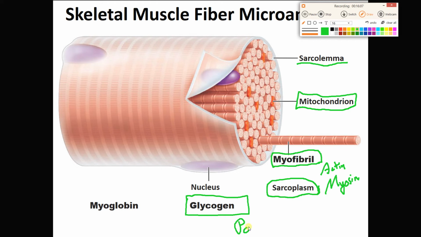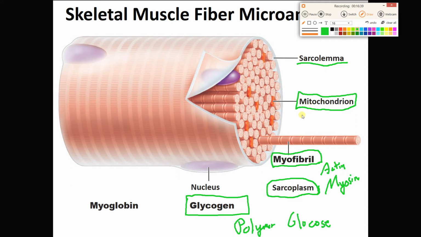Glycogen is the polymer of glucose. So glucose being a single sugar molecule, right? A polymer is when you string them together to make chains, in this case branched chains. And these branched chains of glucose in muscle cells are known as glycogen. And why do you need them? You need the glycogen to store the glucose. You need the glucose to be utilized in order for the mitochondria to make ATP.